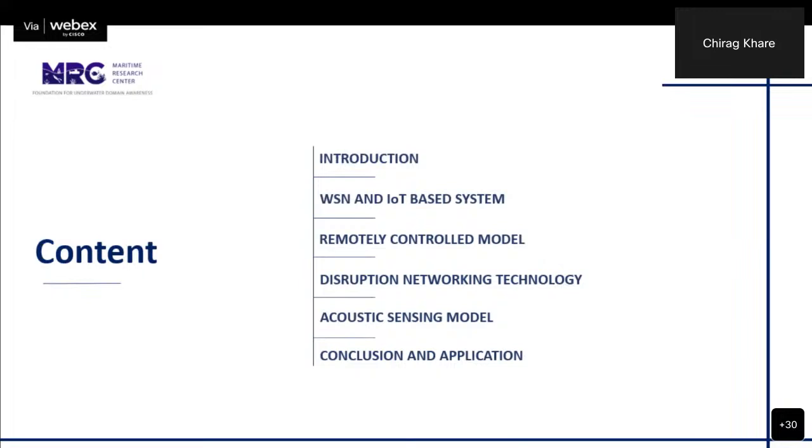The flow of content goes as follows. First, we'll deal with introduction, then WSN and IoT-based system, then remotely controlled model. Then we'll talk about the disruption networking technology, and then we'll wrap up with acoustic sensing model and conclusion and application.